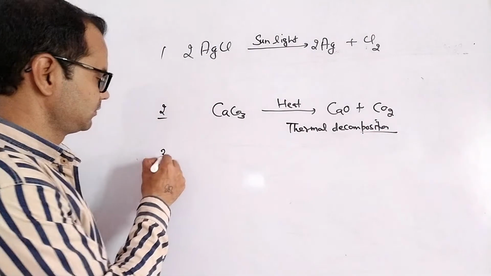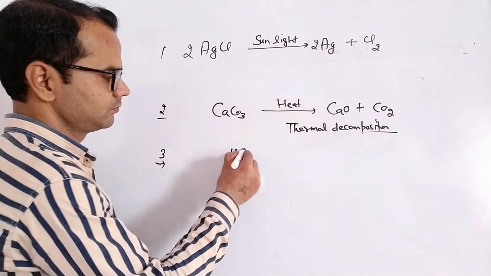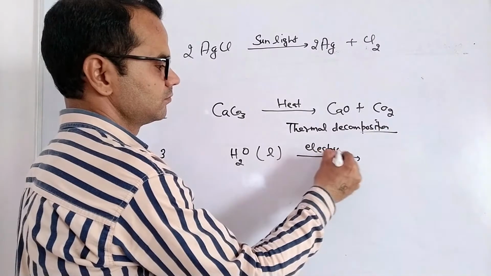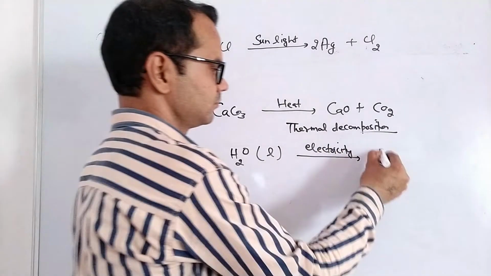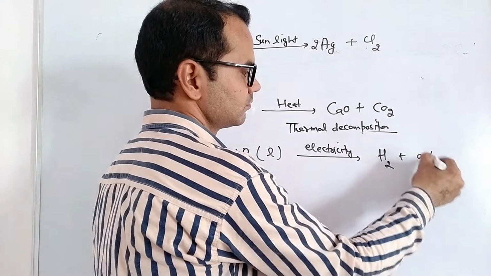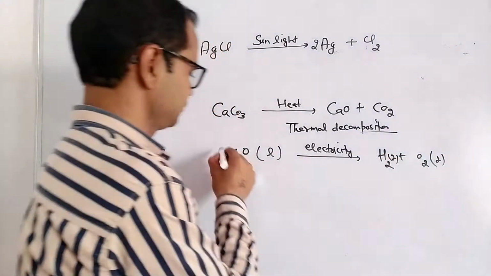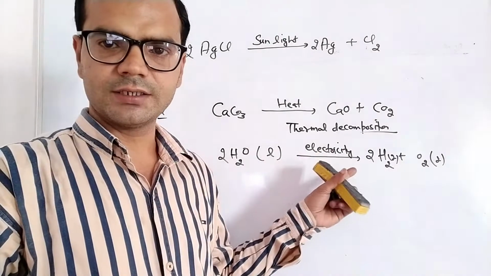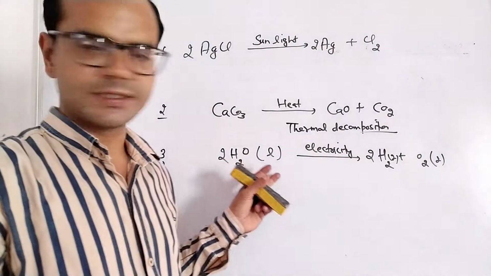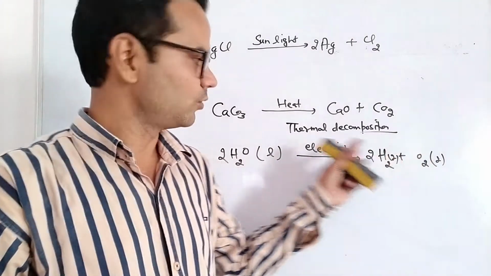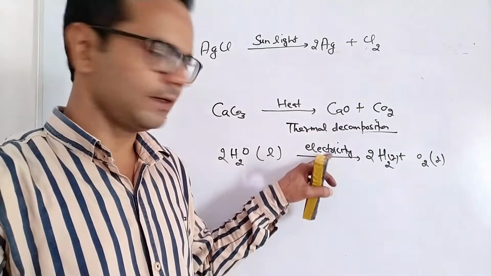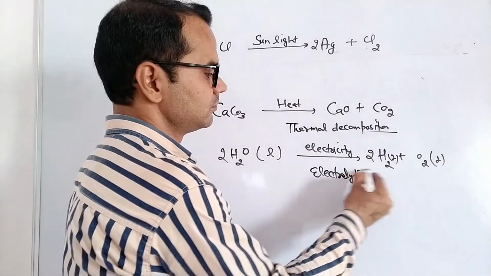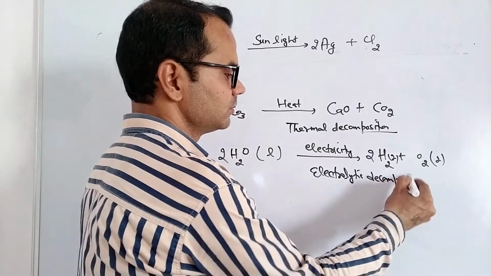Third, if a large amount of electricity or current is passed through water, then it splits to give hydrogen and oxygen gas. So energy is given in the form of electricity. So it is an electrolytic decomposition.